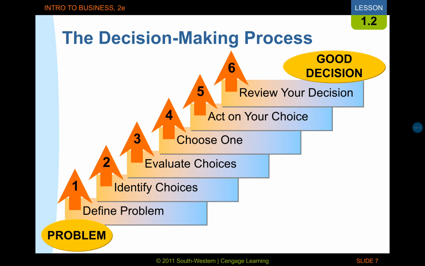And then lastly, your 6th step is to review your decision once you've acted upon it. To go back and determine, are you happy with that choice that you made? Was it a good decision?